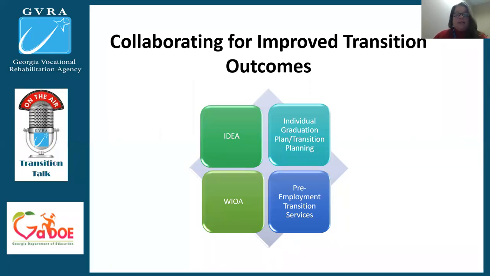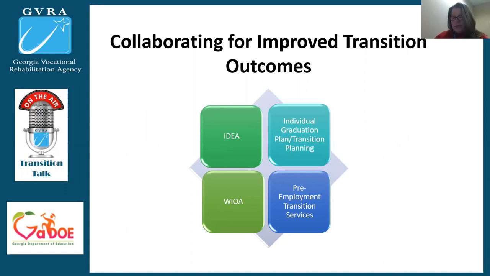So WIOA legislates that we set aside a certain percentage of the money that the VR programs spend to serve students and youth with disabilities. So that is one big push of this legislation for VR to spend this designated money to reach these target individuals.